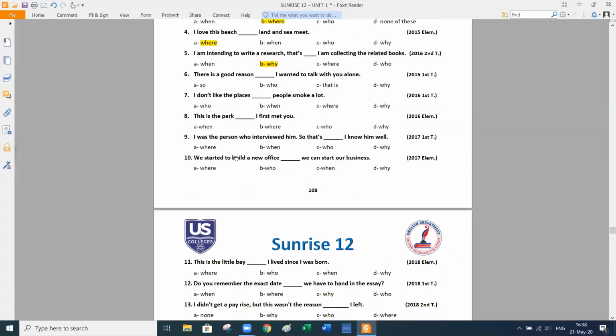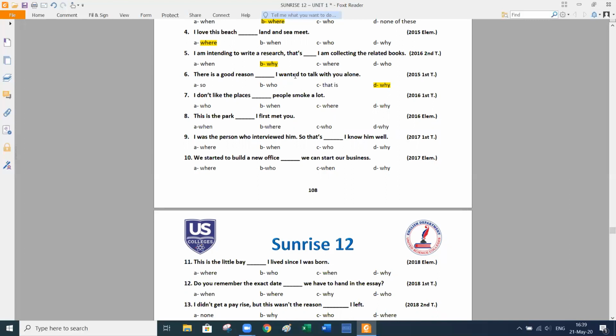Number 6. There is a good reason. Again, we have the word reason here. So you can understand that we need why. That's the reason why I wanted to talk with you alone. This is very simple, very easy, because we see the reason here, and this is a ministry exam question. It cannot be the object, it cannot be the subject. Anyway, let's analyze the sentence as well.